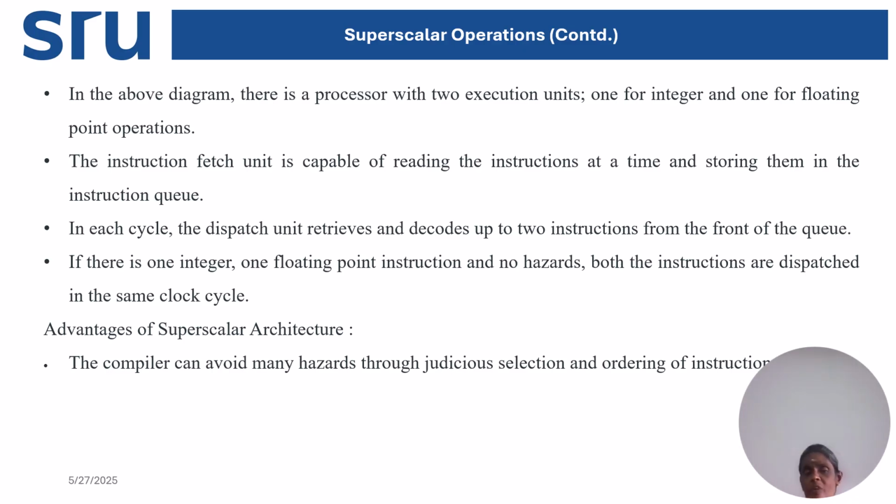The advantage of this superscalar architecture is that the compiler can avoid many hazards through judicious selection and ordering of the instructions. The instructions are arranged in the queue one by one, and the operation is performed from one end of the queue, not from the other end. So it largely avoids the hazards. That is the main advantage of the superscalar architecture.